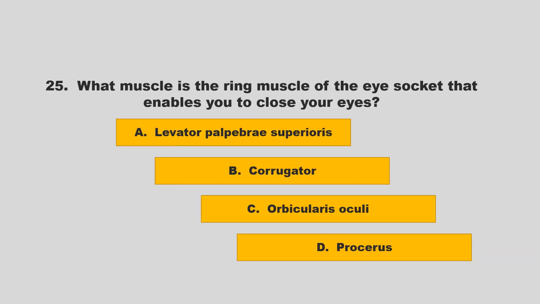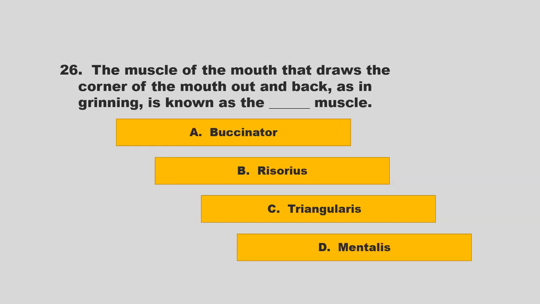What muscle is the ring muscle of the eye socket that enables you to close your eyes? Levator palpebrae superioris, corrugator, orbicularis oculi, procerus. If you chose C, orbicularis oculi, you are correct.